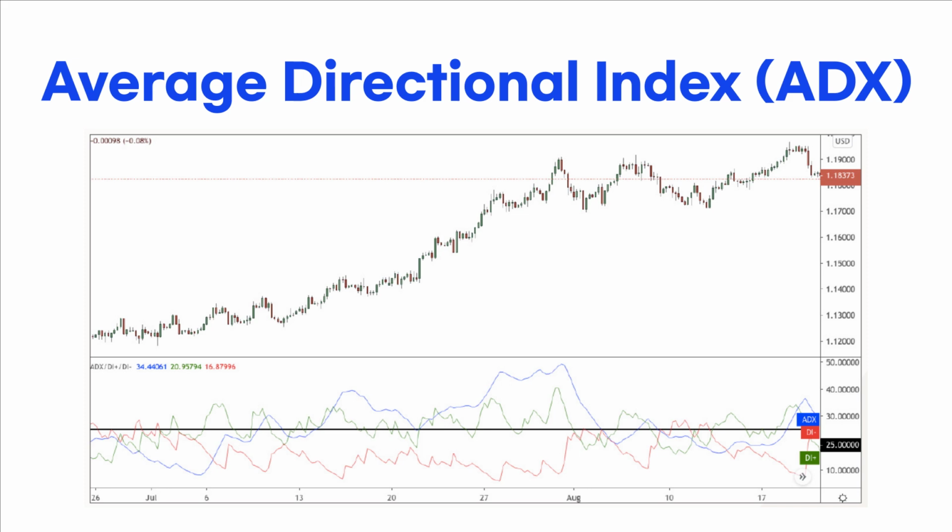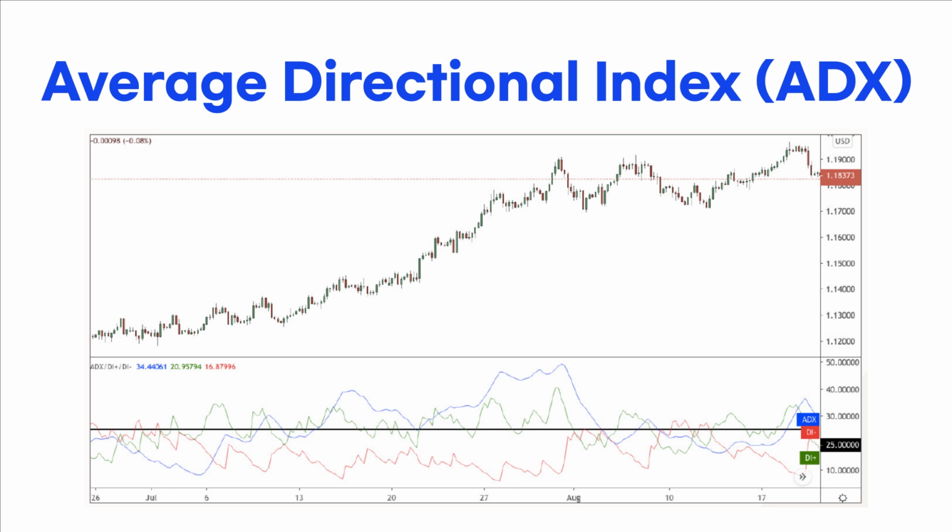The Average Directional Index, ADX, is a tool used in technical analysis to measure the strength of a trend. Along with identifying the strength of the trend, this indicator is accompanied by two other lines: the negative directional indicator, minus DI, in red, and the positive directional indicator, plus DI, in green.